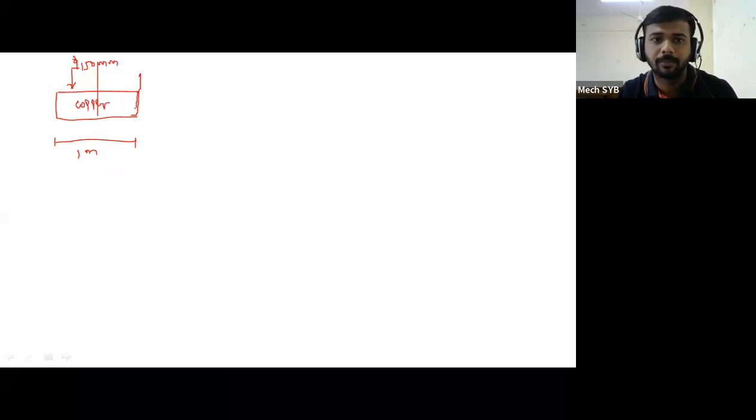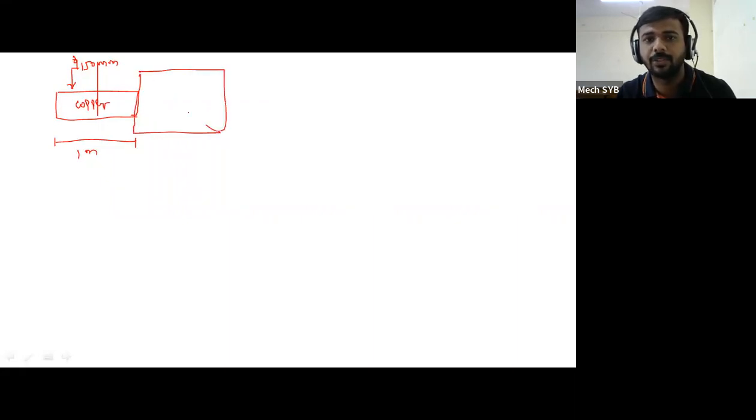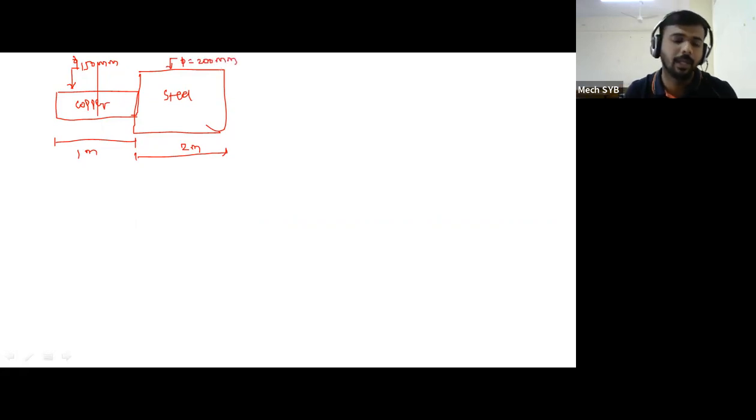Then next, another shaft of steel. Their length is 2 meter and their diameter is 200 mm. Okay, and it is subjected to the T amount of torque. So here this 26 kilonewton meter torque is applied and on the opposite side also the same value, that is 26 kilonewton meter torque, because here the shaft is not fixed at one side.